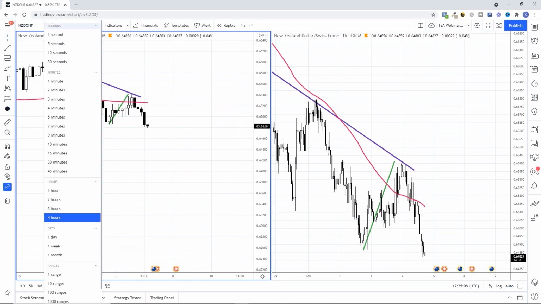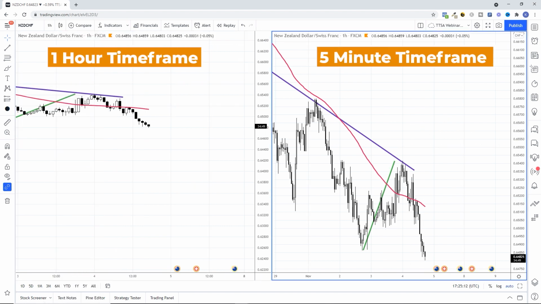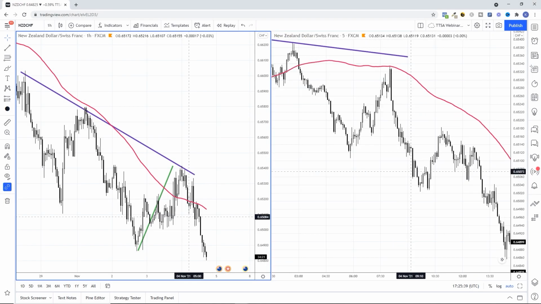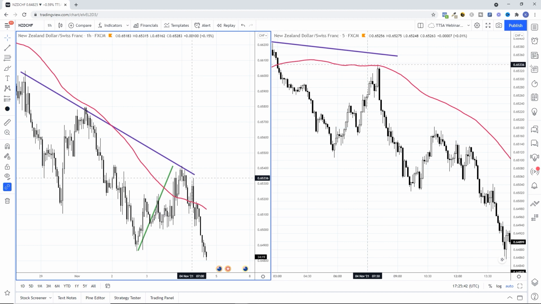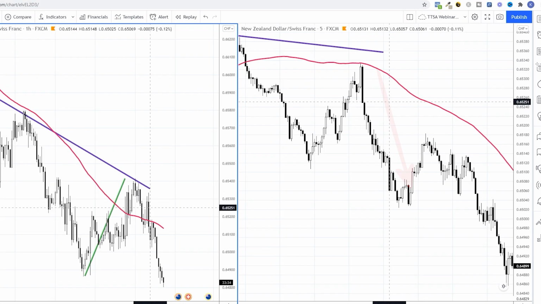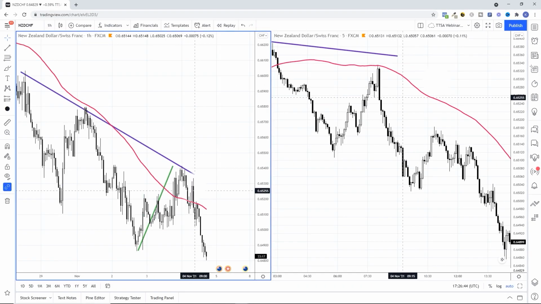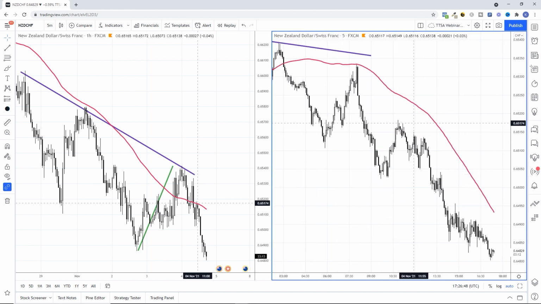On the left, I'm going to put the 1-hour time frame, and on the right, the 5-minute time frame. And you can see that the right shoulder here on the 1-hour time frame is this point right here on the 5-minute. And look at where price was, right at the regression line. That was good enough for me for the right shoulder to not come up to the left shoulder price. And so this got me interested in taking the trade because we had a nice bounce coming off from the regression line. And then we had a really nice MTF 270X entry right here. And that was my green light to go short.